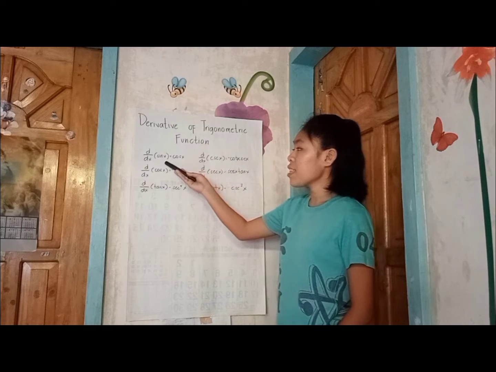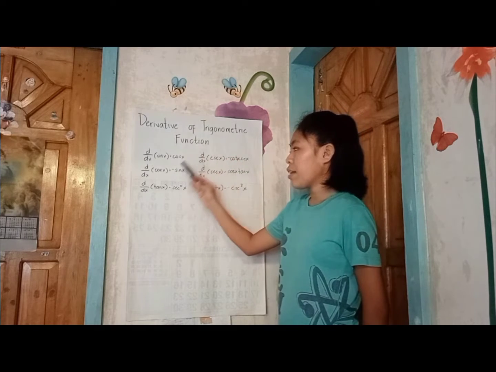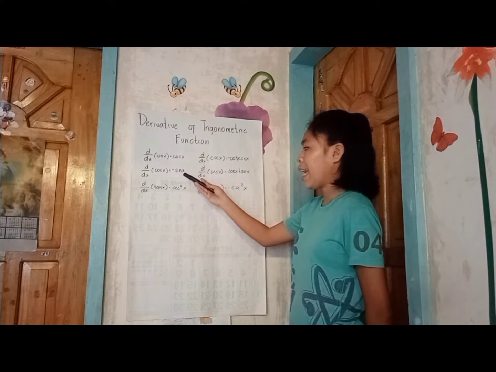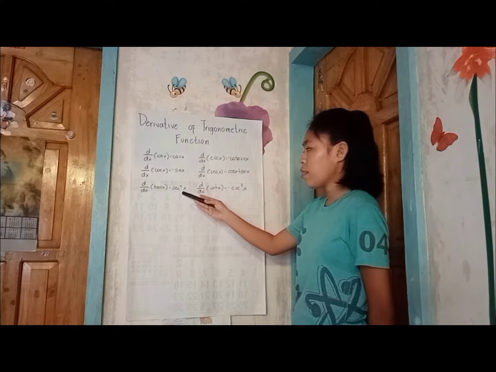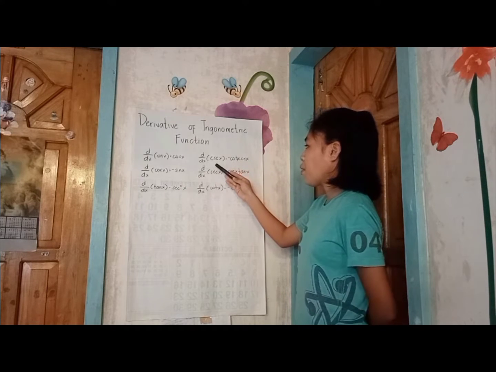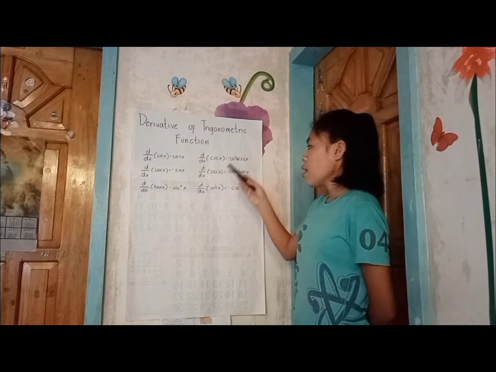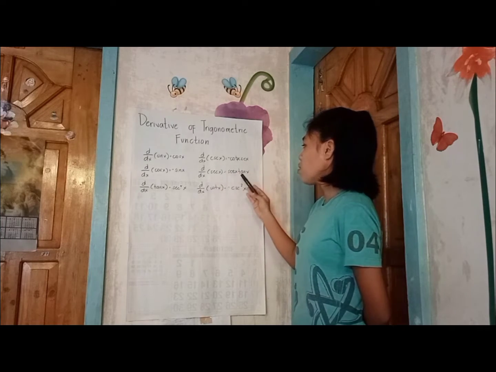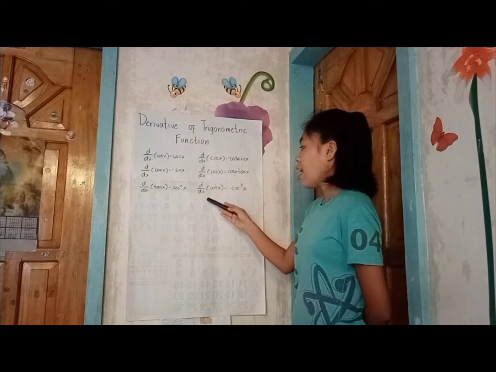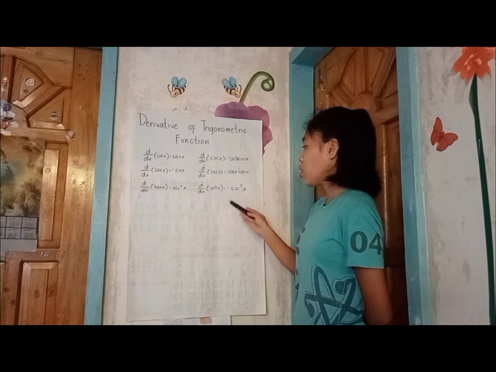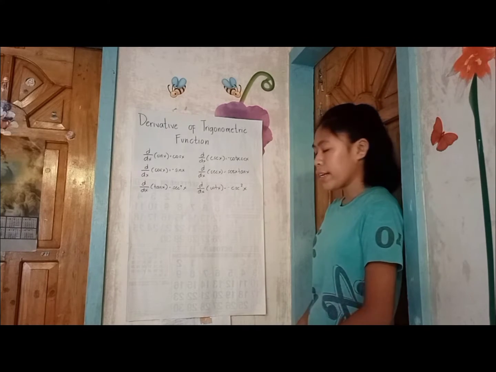The derivative of sin x equals cosine x, the derivative of cosine x equals negative sin x, the derivative of tan x equals secant squared x, the derivative of cosecant x equals negative cotangent x cosecant x, the derivative of secant x equals secant x tan x, and the derivative of cotangent x is equal to negative cosecant squared x.